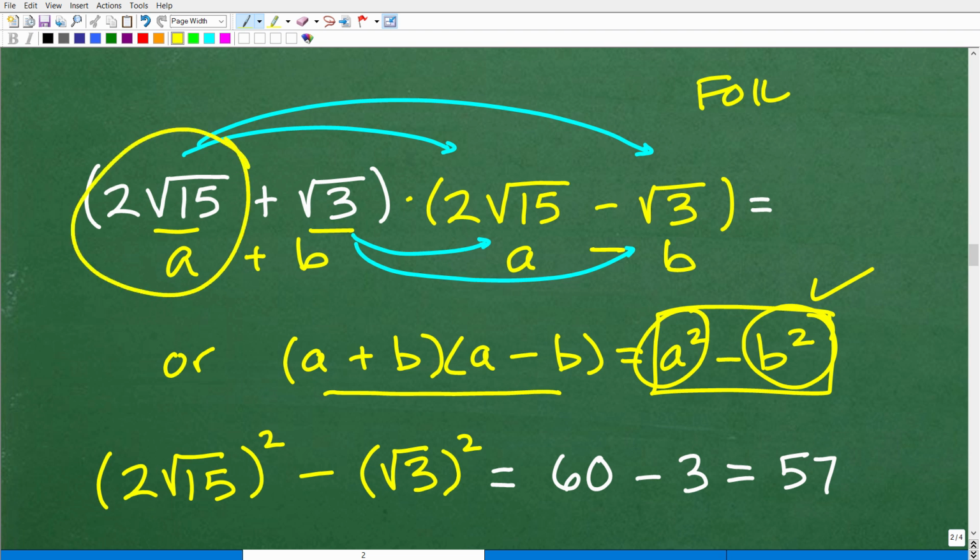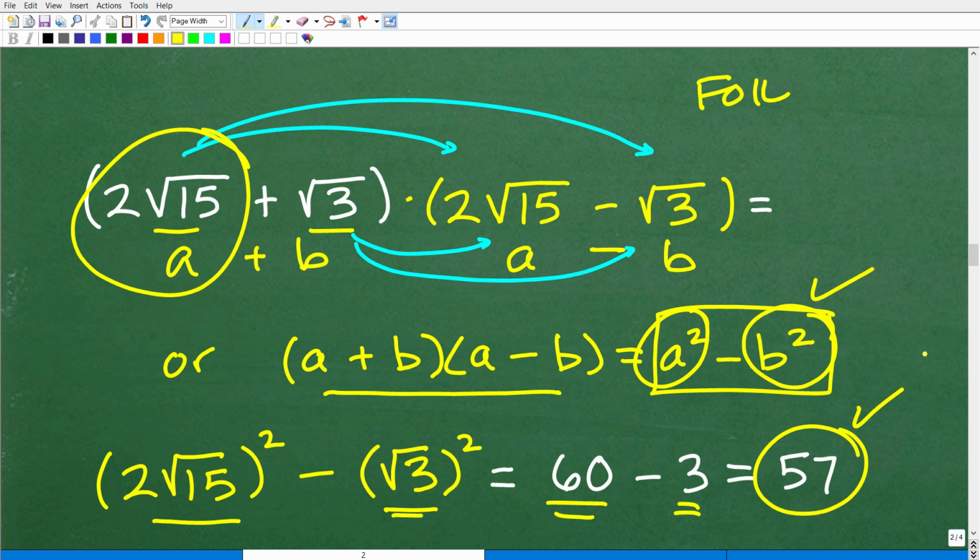So this is A, 2 square root of 15. Let's square it. So 2 square root of 15 squared is what? Well, that's going to be 15 times 4, which is going to be 60. Now, if you don't know how to do that, you can write that out the long way and see that, in fact, that is 60. And then when I square the square root of 3, the answer is going to be 3. So 60 minus 3 is 57. So that is our denominator.